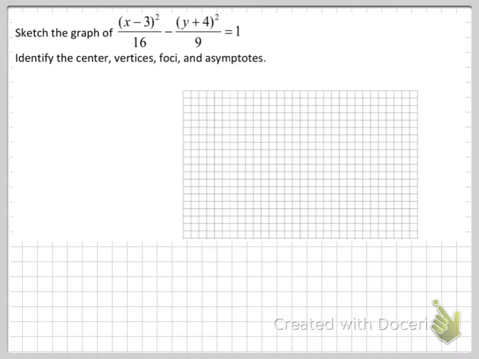So, sketch the graph. We're going to find all these things. We can make some answer blanks if you'd like. You should already be able to tell me the center. It's exactly the same as ellipse and circle. See if you can name the center. We'll talk about the vertices. I didn't talk about them much on the other page. Foci and asymptotes. Hopefully you are filling in the center.